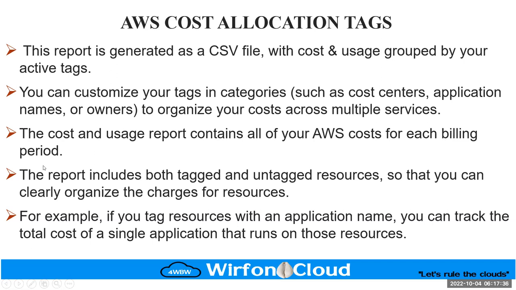The cost and usage report also contains your AWS cost for a billing period. So at the end of every billing period, you have this report. The report also includes both tagged and untagged resources, so that you can clearly organize the charges for your resources. For example, if you tag a resource with an application name, you can track the total cost of that single application that runs on those resources. You can actually know how much you spent on that application.